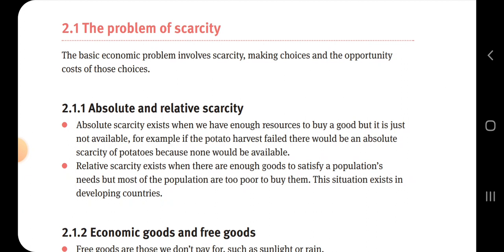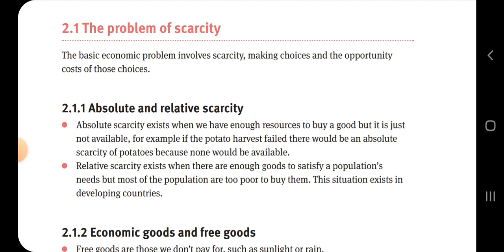Absolute scarcity exists when we have enough resources to buy a good, but it is just not available. Money is there, that is absolute scarcity, but we just cannot buy the product because the product is not available. We see sometimes with Apple, people have to order Apple phones. That is absolute scarcity. They have the money, but the item is out of stock.